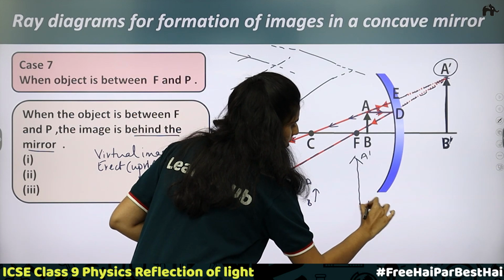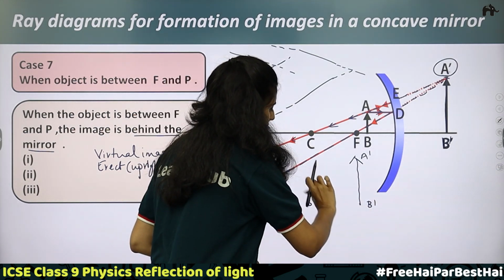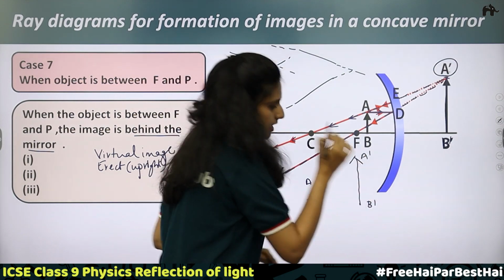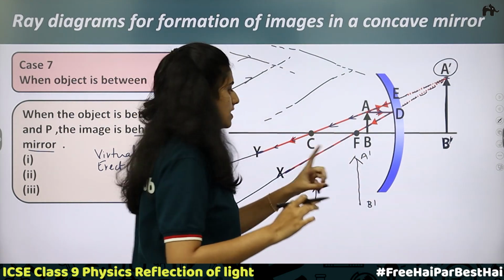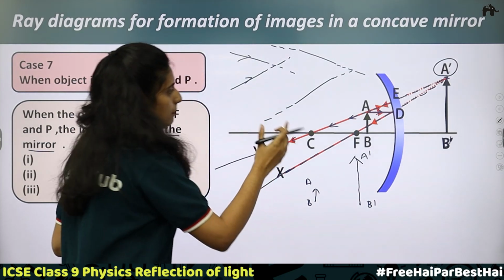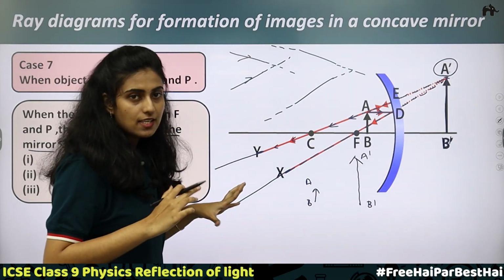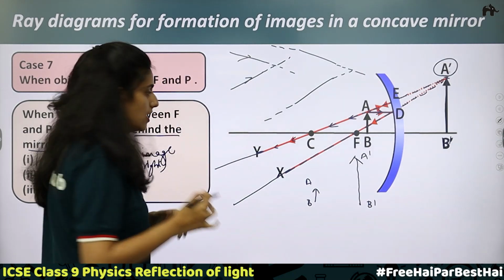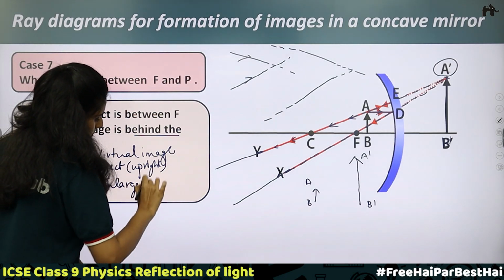A dash, B dash. Okay, so how is the image? Head and tail, head and tail. Okay, same. So this is an upright image, or an erect image. Next, what about the size of the image? What has happened to the size? We are getting an enlarged image. Yes, so therefore it is an enlarged image.